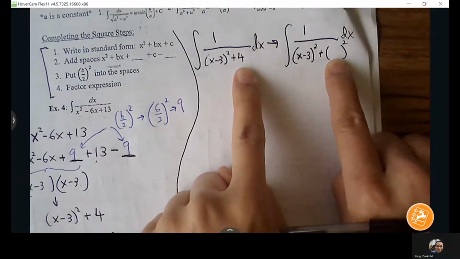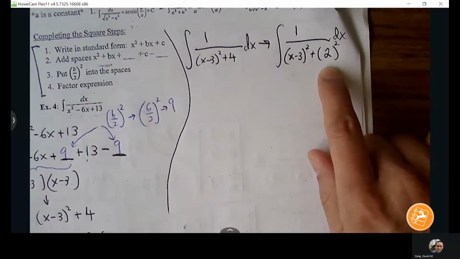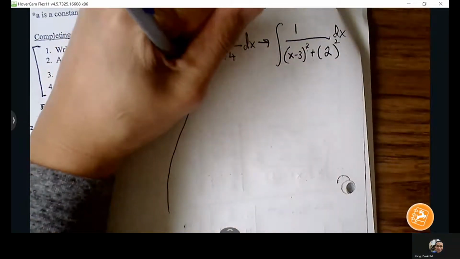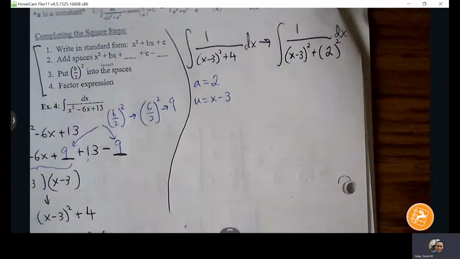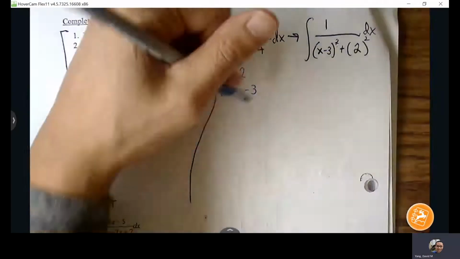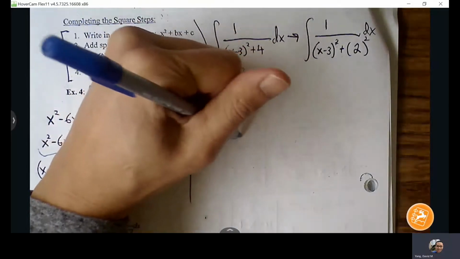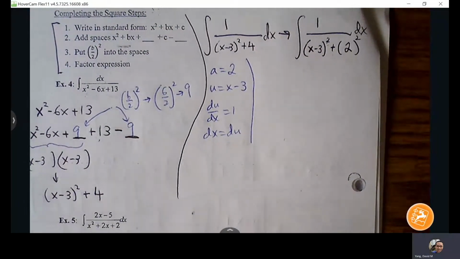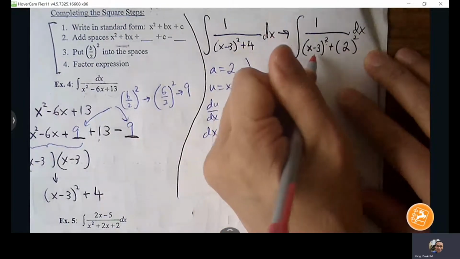How about the 4? What can we put inside the parentheses? 2, right? 2 squared is the same thing as 4. Okay. A is the constant, U is the variable. All right, du dx, derivative. Just one. Okay, so now let's put everything back into the problem.